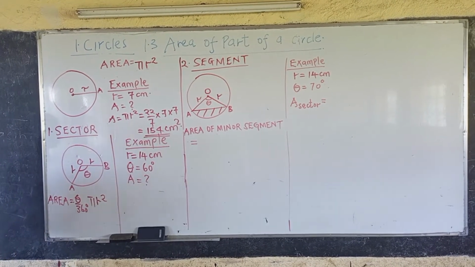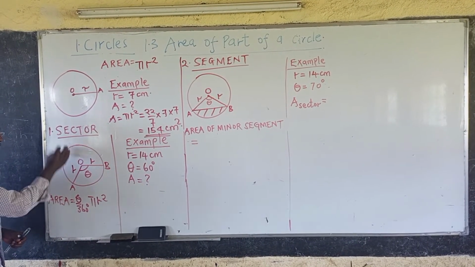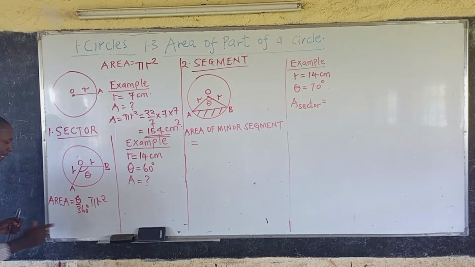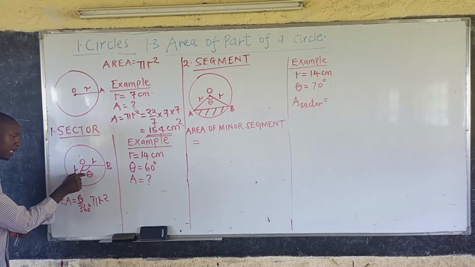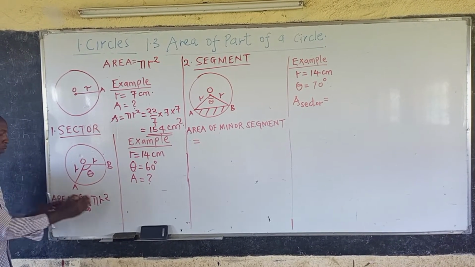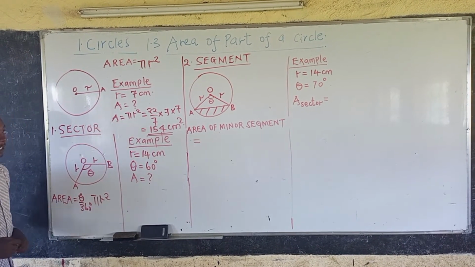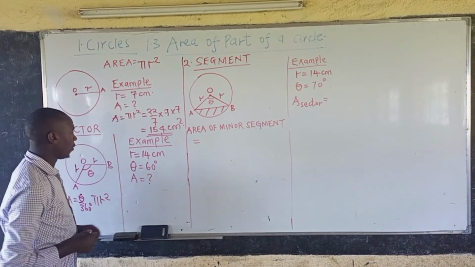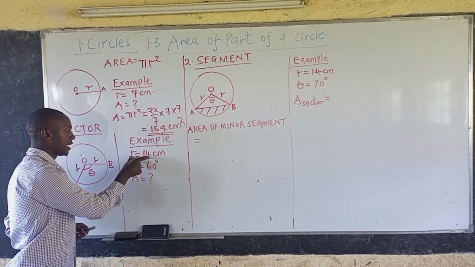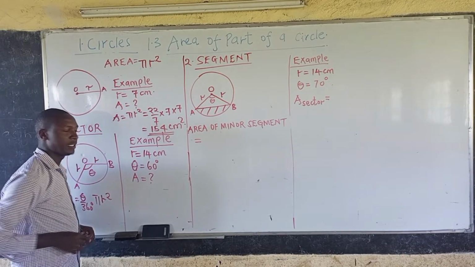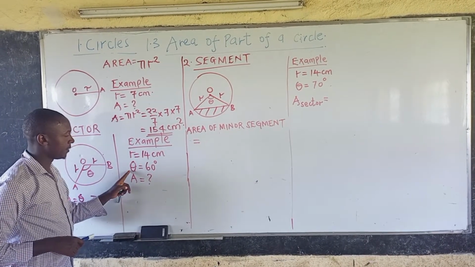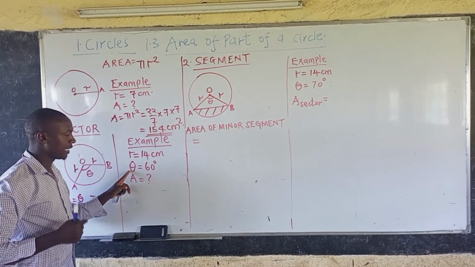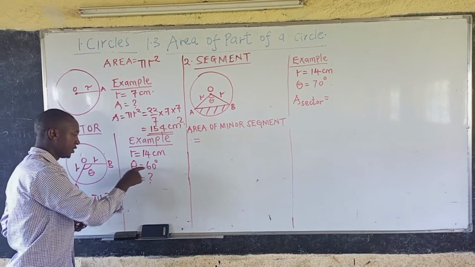That means if we also want to calculate the area of the major sector, we take 360, subtract theta, and then multiply it with the area of a circle. As an example, let us find the area of a sector whose radius is 14 centimeters, and the angle subtended at the circumference is 60 degrees.